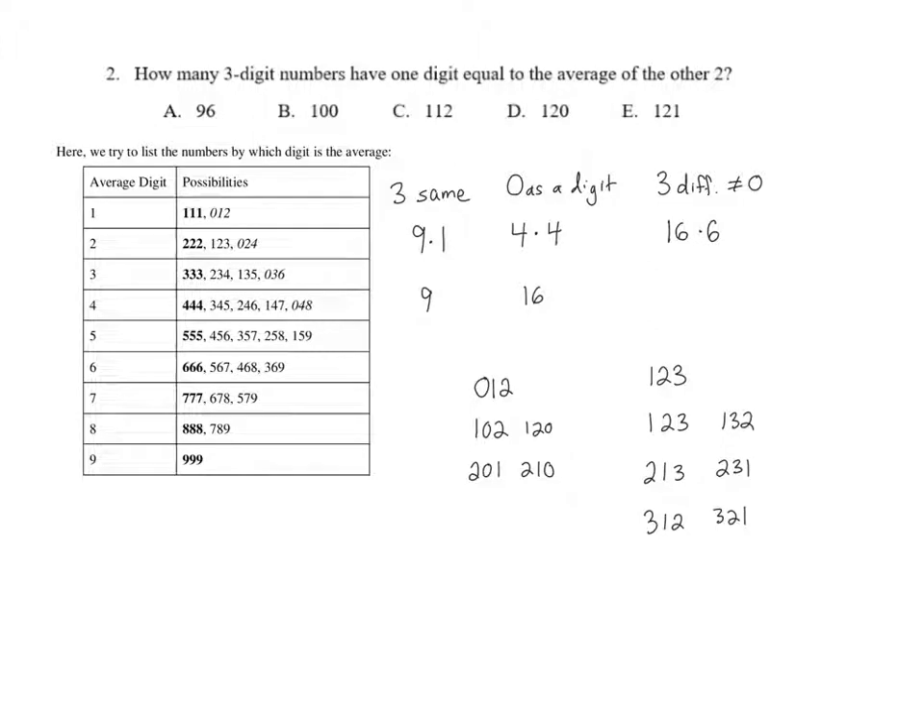That gives us 16 times 6, which is 96 different 3-digit numbers that have 3 different digits and they're not equal to 0. And so all 3 of these, if we add them together, 9 plus 16 plus 96 ends up giving us a total of 121 possible 3-digit numbers, and this is answer choice E.